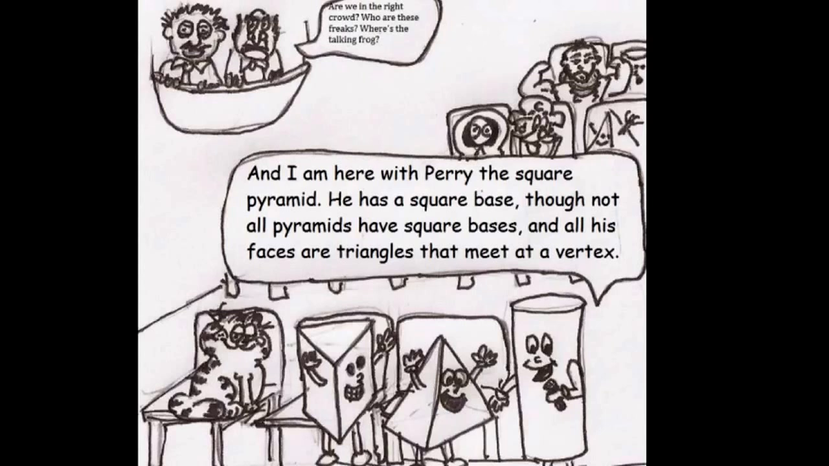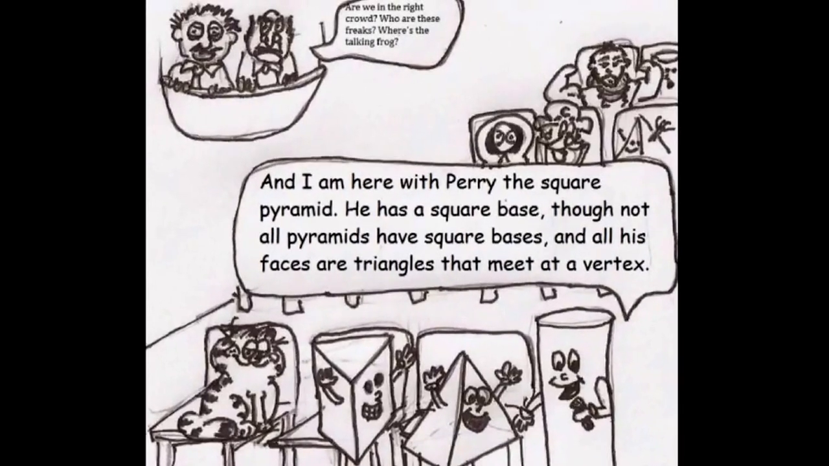Okay, audience, what I'd like you to do is try to draw Perry the pyramid and just label him as a pyramid. Pause if you need to.